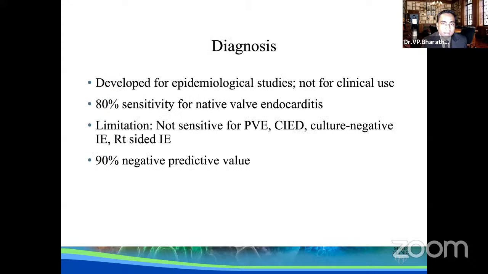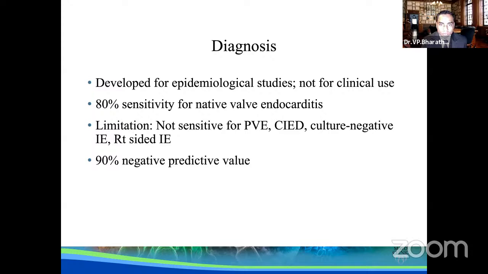And one thing to note is that Duke criteria was initially developed for epidemiological studies. It was not intended to be used in a clinical setting to diagnose endocarditis. Having said that, it has been in clinical practice for decades, and there have been several prospective and observational studies which have validated it as good for use in clinical settings.